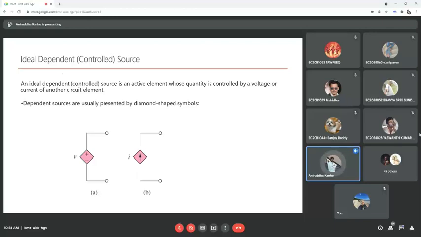And now, what are ideal dependent controlled sources? We have seen independent sources, and now it is the dependent source. An ideal dependent source is an active element whose quantity is controlled by the voltage or current of any other element, right? These are represented by this diamond shape. As I told you in the first lecture also, dependent sources are always represented by this diamond shape, and their values are dependent on some element of your circuit. We'll see these in our subsequent classes.